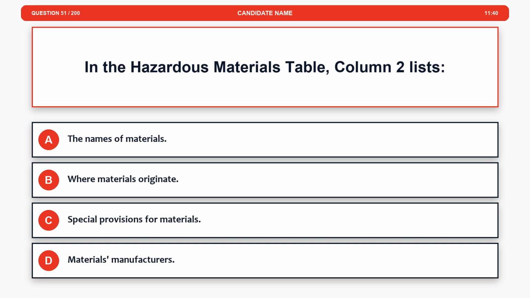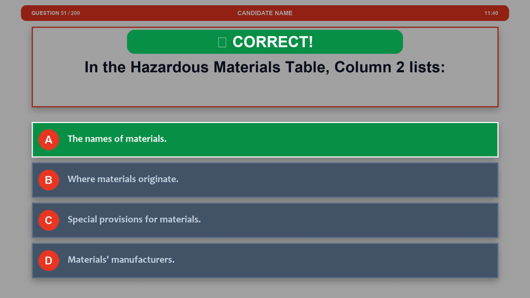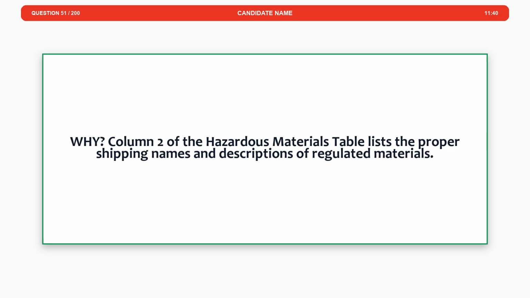Question 51. In the hazardous materials table, column 2 lists. Option A, the names of materials. Option B, where materials originate. Option C, special provisions for materials. Option D, materials manufacturers. The correct answer is option A. The names of materials. Explanation. Column 2 of the hazardous materials table lists the proper shipping names and descriptions of regulated materials.